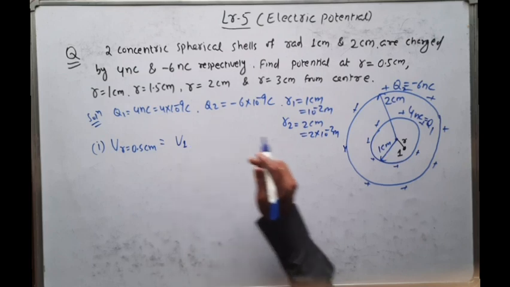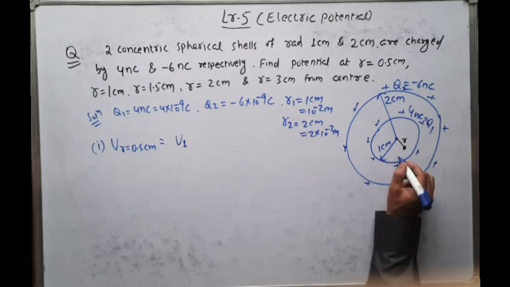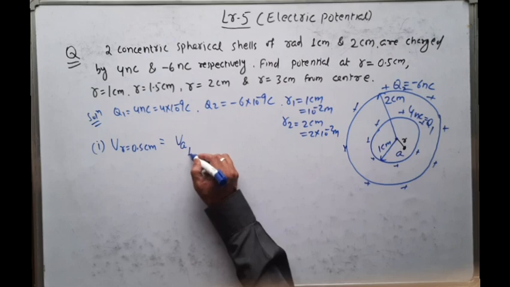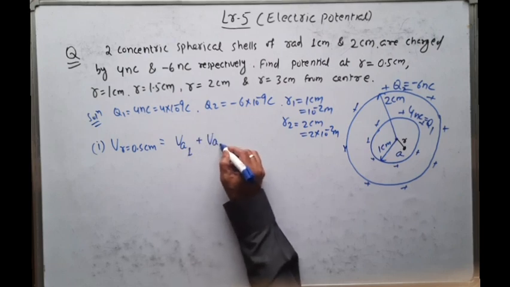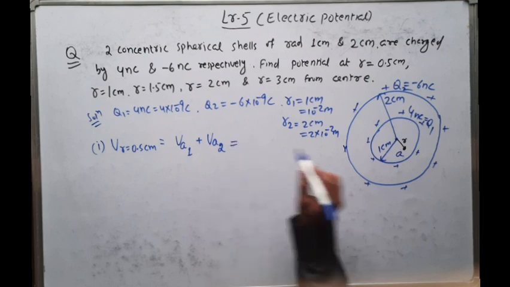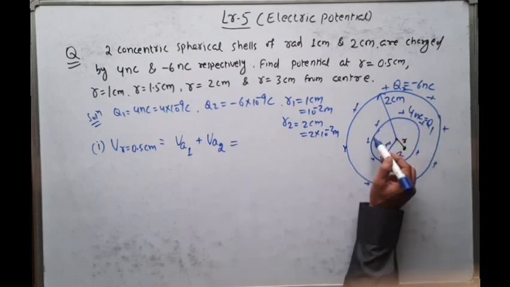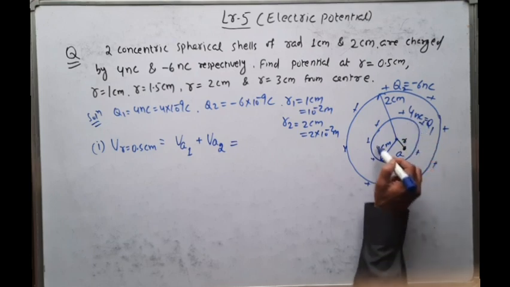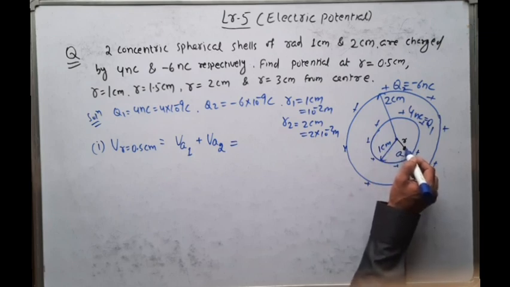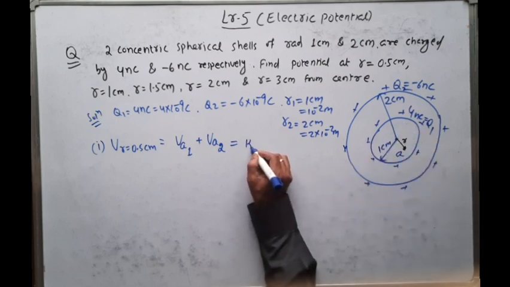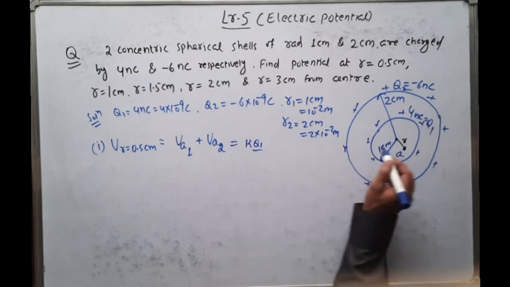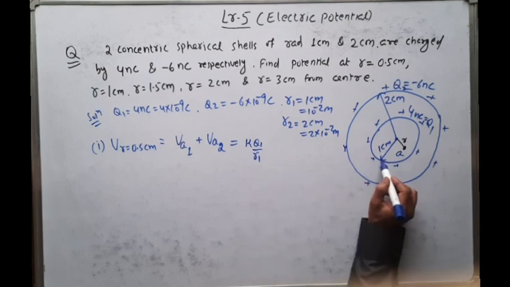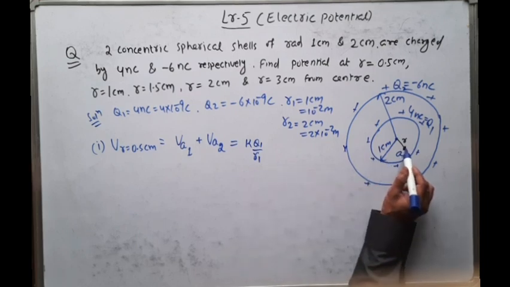Okay, so I am taking, suppose this is point A. So potential at point A due to the first surface plus potential at A due to the second charged sphere. This point is an internal point for this sphere, and we know at an internal point the potential is the same as that of the surface. So the potential at A due to the inner sphere is equal to K Q1 by the surface distance, which is R1, because on the surface the potential is the same as that of the internal point.